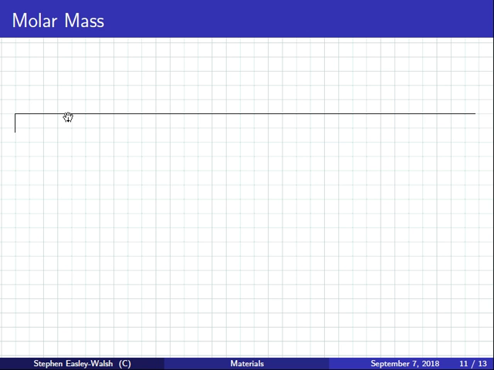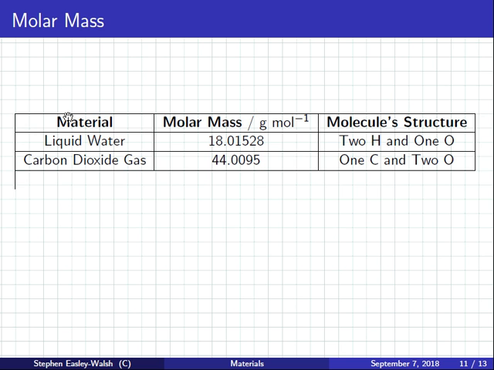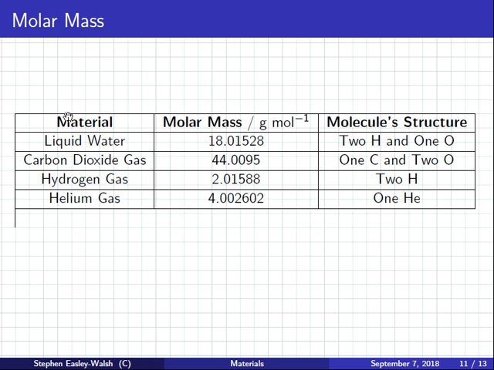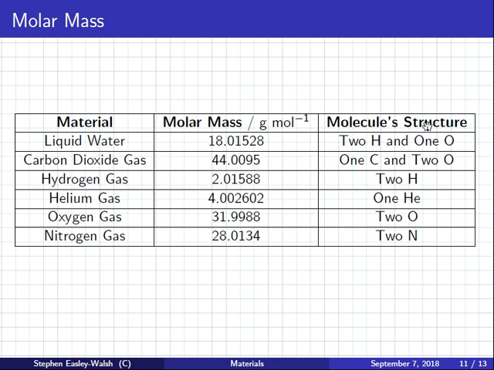Okay. Here are some molar masses which you'll need to know. The first one is water, roughly 18 grams. You should write these down. The next one is carbon dioxide, which is 44, hydrogen, which is 2, helium, which is 4, oxygen, which is 32, nitrogen, which is 28. It's also good to know the structure. Carbon dioxide is CO2, one C and two O. Hydrogen is H2, helium is He, oxygen is O2, and nitrogen is N2. Maybe you did this in chemistry? N2, O2, He, H2, CO2, and H2O. Maybe you studied this in chemistry? Yes? Can you copy this table down?